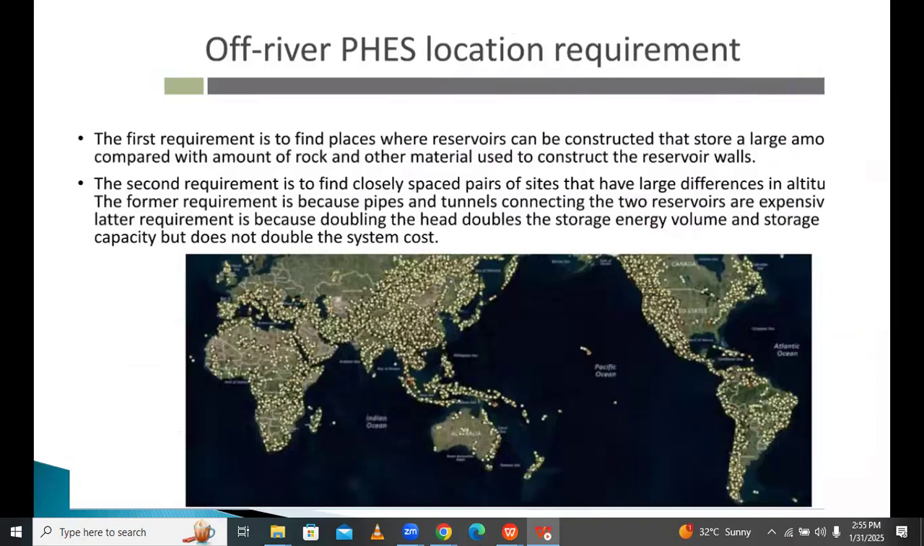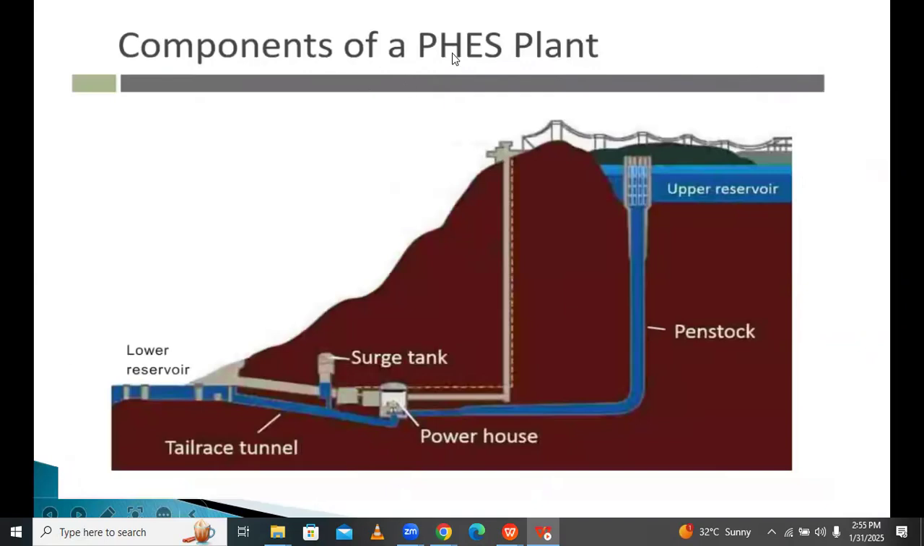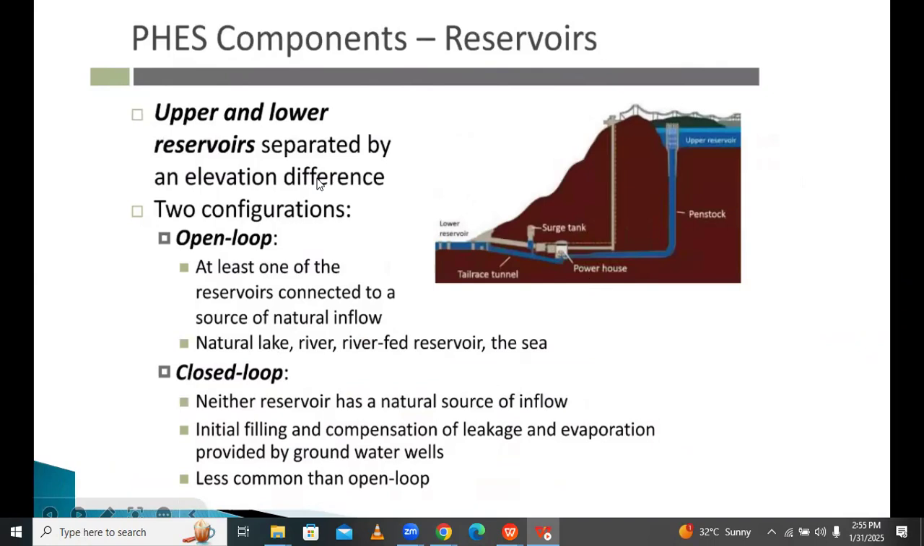So this is about pumped hydro storage systems, which have different components. The major components are the lower reservoir, upper reservoir, penstock, surge tank, powerhouse, turbines, and so on. These are the main important components of a pumped hydro storage system. In pumped hydro storage, the upper and lower reservoirs are separated by an elevation difference, with two configurations, open loop and closed loop.